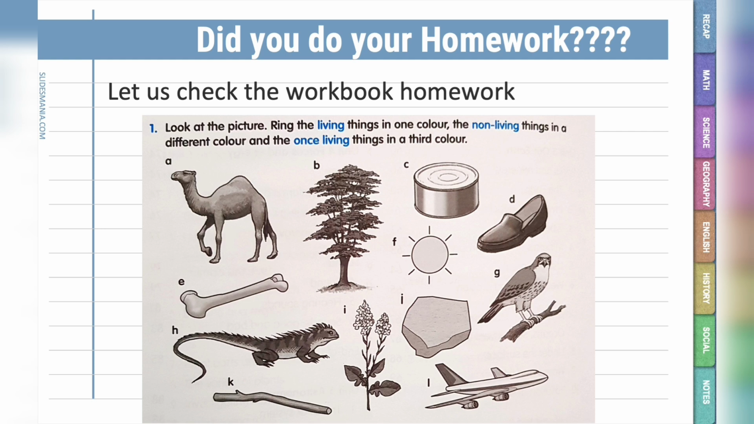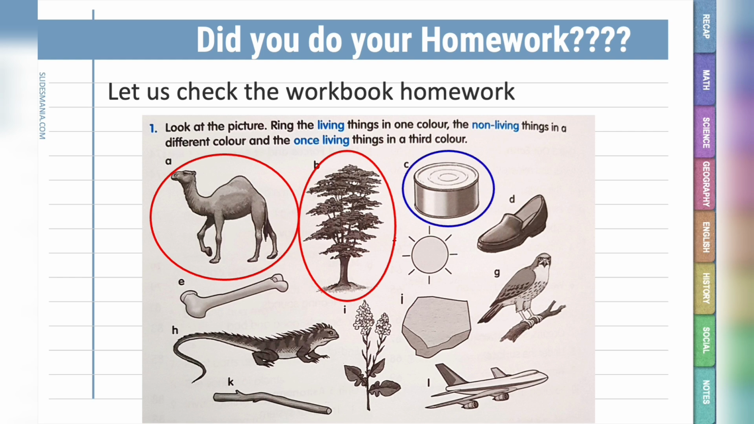So let's see, camel, is it living or non-living? It's living. Okay, I've used red color here, okay? What about bee? It's a tree. It's living. C, a tin. It's non-living. Okay, so I've used purple over here. D, a leather shoe. Once living. Yes, it's once living because the leather was made from animals or things which were living once.